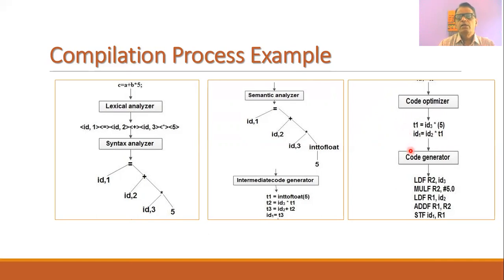Now this code is further connected to the code generator, where we can generate the assembly language code. The code can be LDF, that is, we are loading the float value into the register R2 where the id3 value is being loaded. Then we will have the multiplication of R2 and 5. Then we are loading the id2 value in the register R1, and then we are making the addition of R1 and R2, where the value of R1 is being stored into the identifier 1.